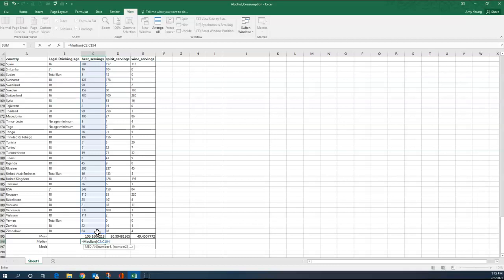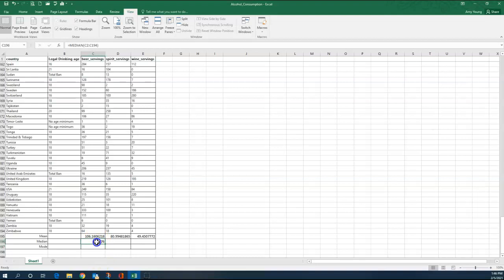I can also just type in what I know I want, and I know I want to go from C2 to C194. I just need to make sure that I put a colon between them. So C2 colon C194 in my parentheses again, and press enter. So the median beer servings for these 193 countries is 76 servings per person per year.